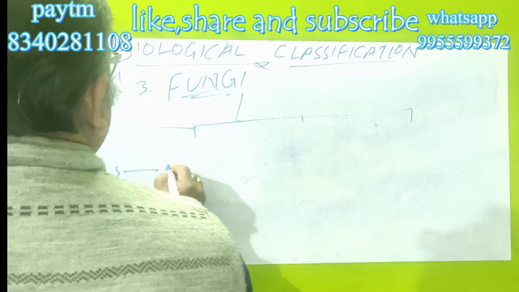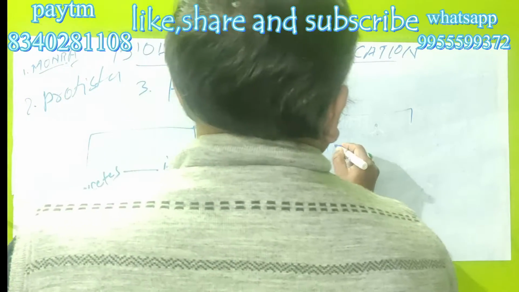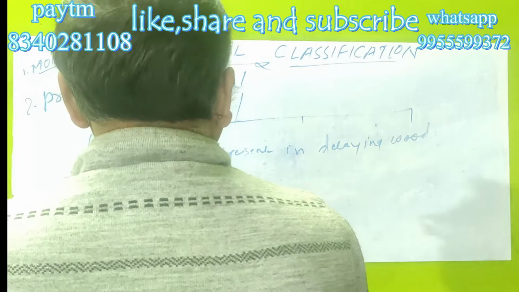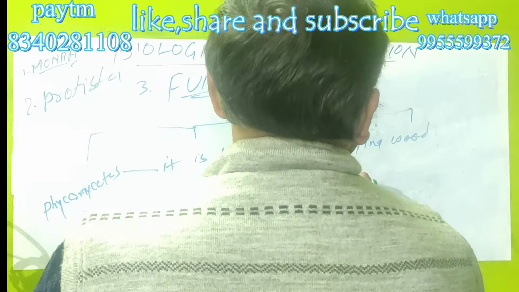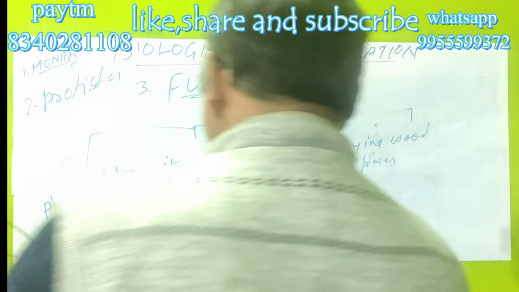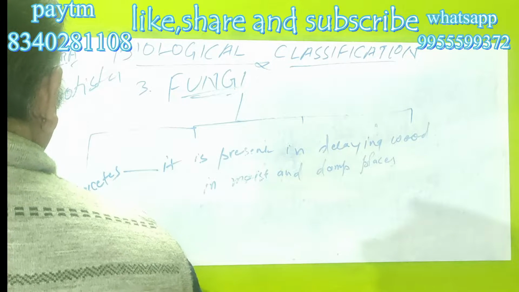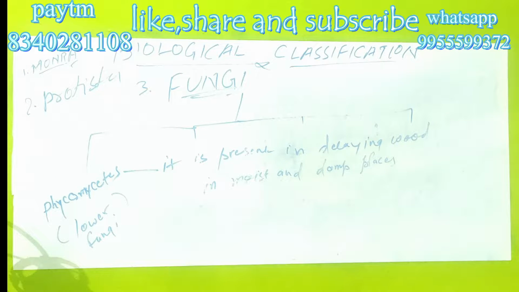Phycomycetes is present in decaying wood, in moist and damp places. So the phycomycetes fungi is present in decaying wood in moist and damp places. It is also called lower fungi.